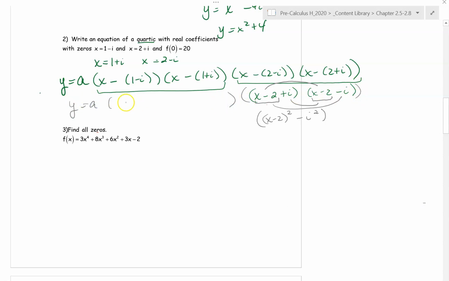Okay, so for this one, I think I'm going to use the method that I showed you earlier, where this number is the opposite of the sum of the solutions. So that would be a negative 2. And this number is the product.